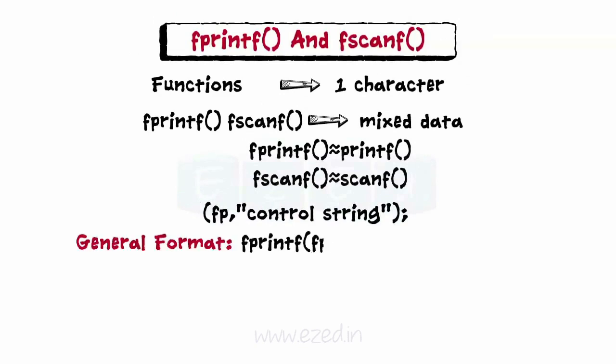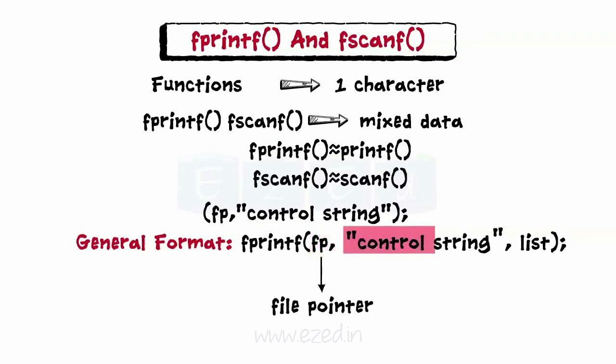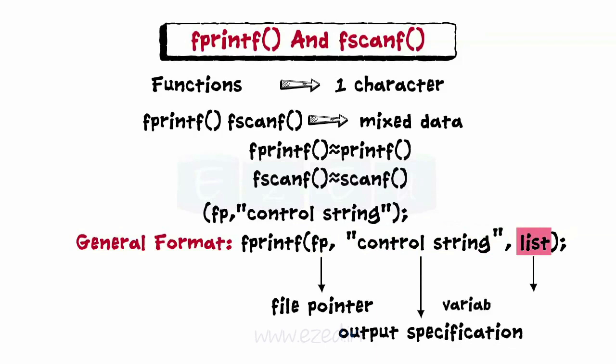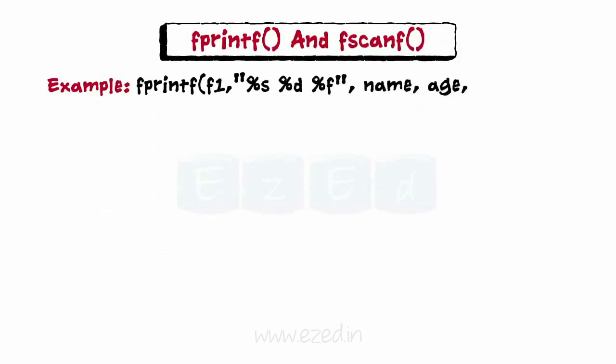The general format of the fprintf function is shown, where fp is the file pointer, control string contains the output specification, and list consists of the list of variables or constants. Here in this example, name is an array variable of type char and age is an int variable.